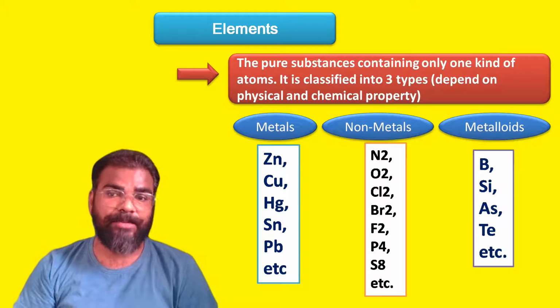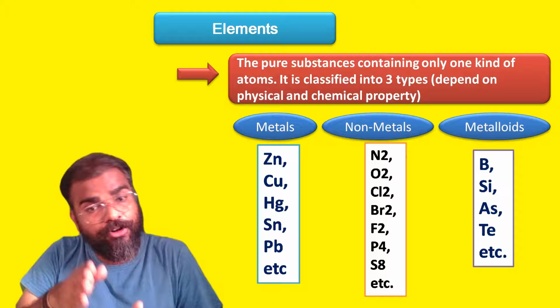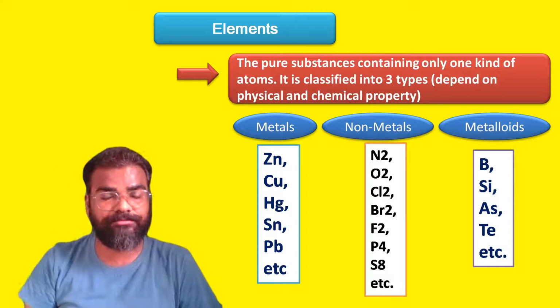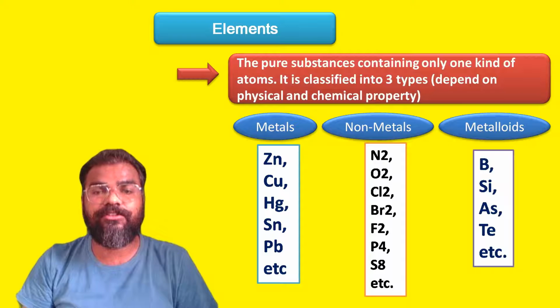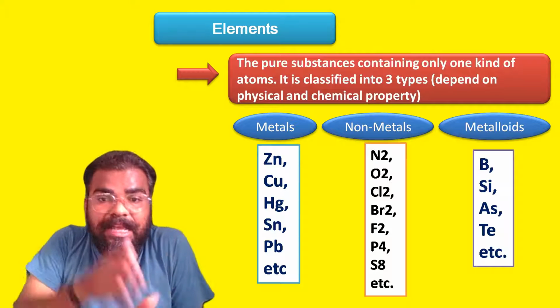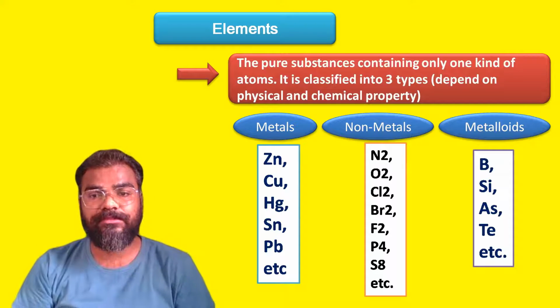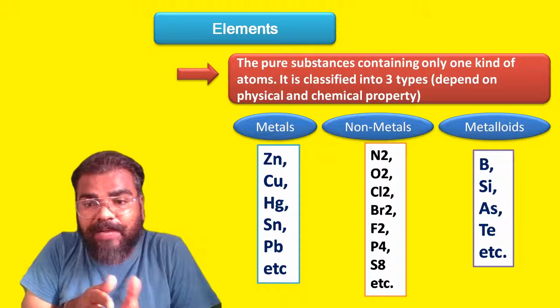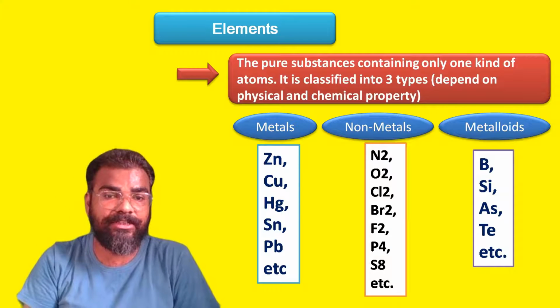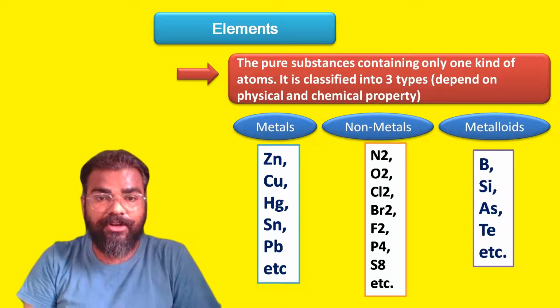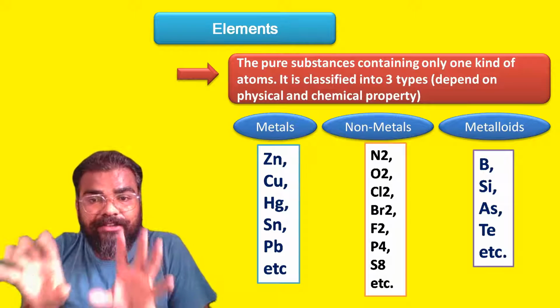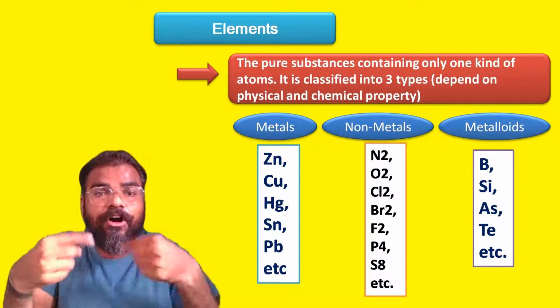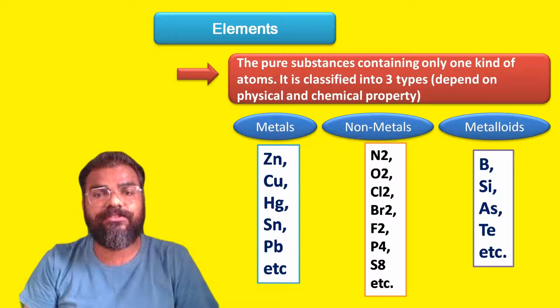In case of examples of metalloids, that is boron, silicon, arsenic, tellurium. These are a few examples of the metalloids, which can behave as a metal as well as non-metals. They work like metals as well as like non-metals. So these are metals, non-metals and metalloids, a few examples of elements.